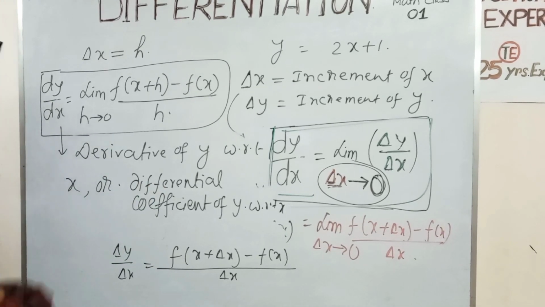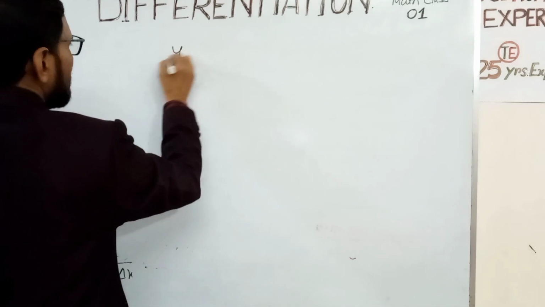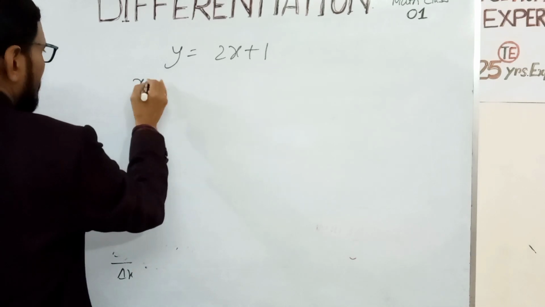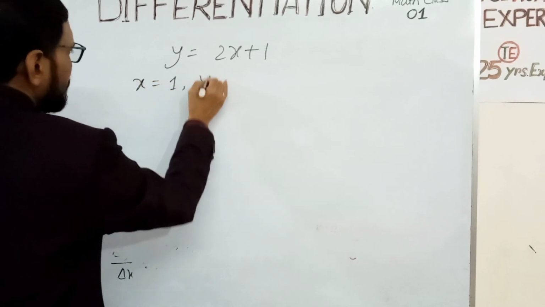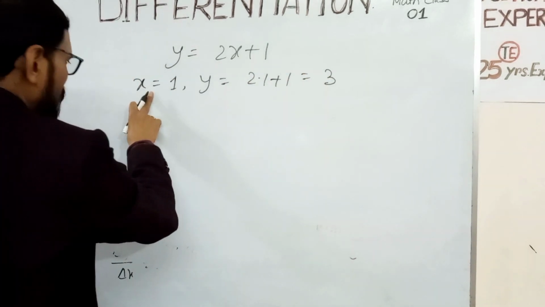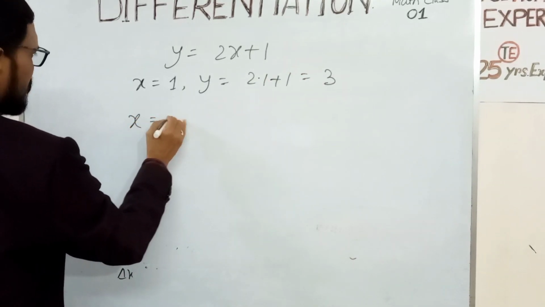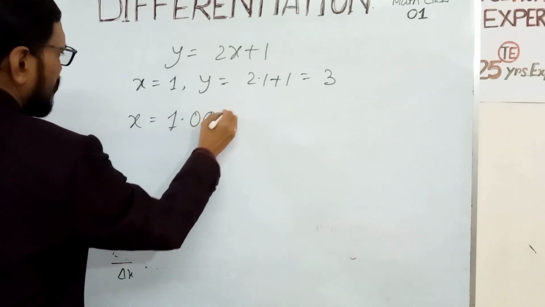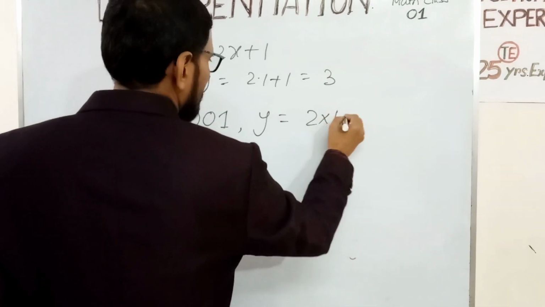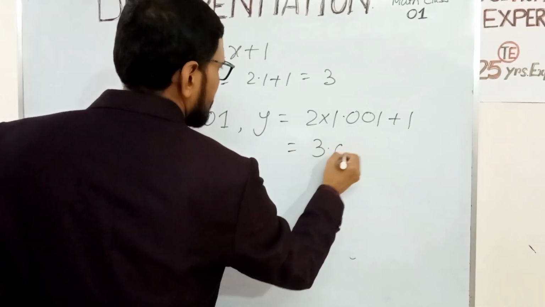Now for example, what is the meaning of dy by dx? Suppose y equal to 2x plus 1. Now the initial value of x equal to 1, so y becomes 2 into 1 plus 1, that is 3. This is for x equal to 1, y becomes 3. Now if x is increased to, suppose, x equal to 1.001, now what is y? y becomes 3.002.